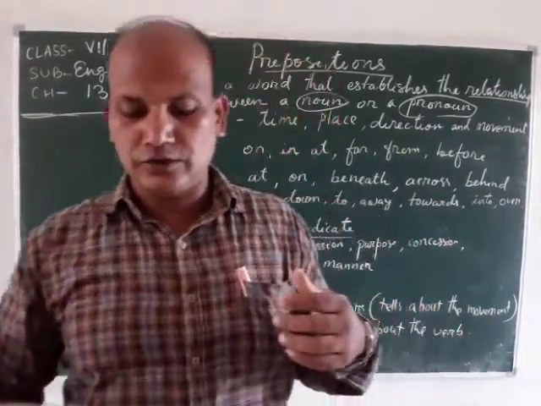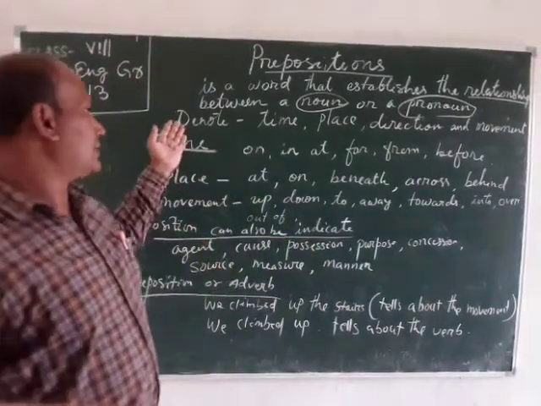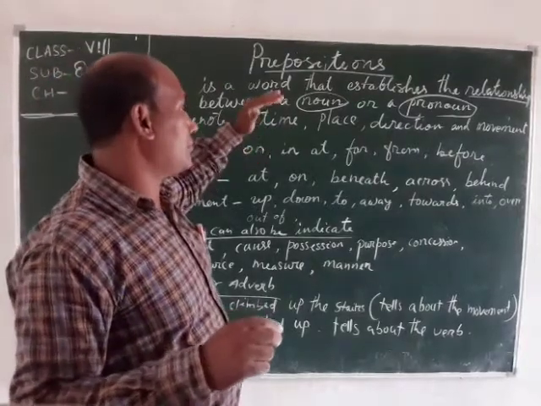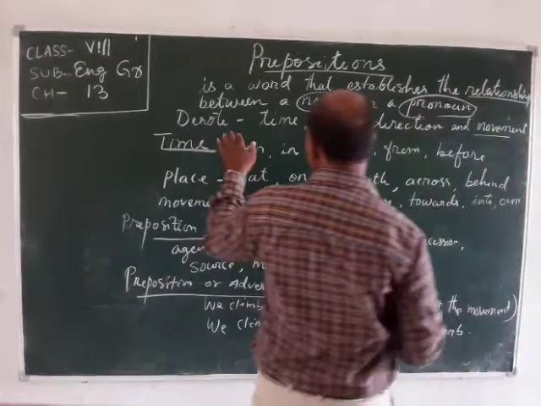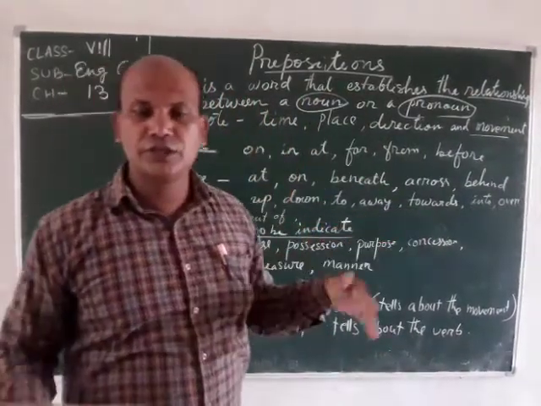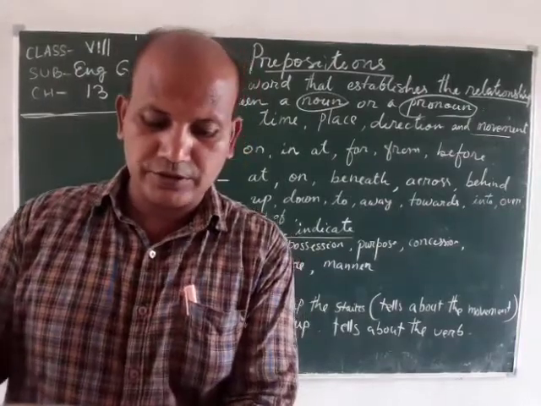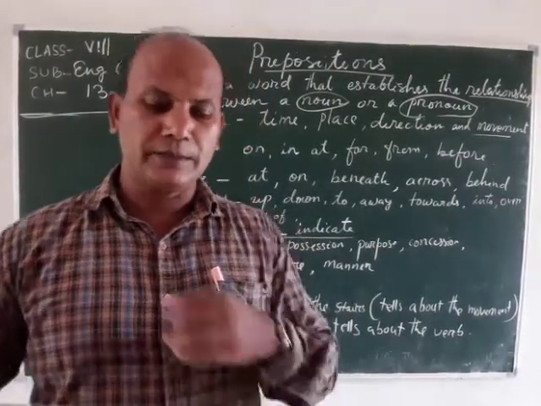Okay, so we can give many, many examples of different types of prepositions, and let's start with the preposition of time, preposition of place, preposition of direction and movement. Let's discuss these types of prepositions to start. First of all, you have to know about time. Let me give you an example.